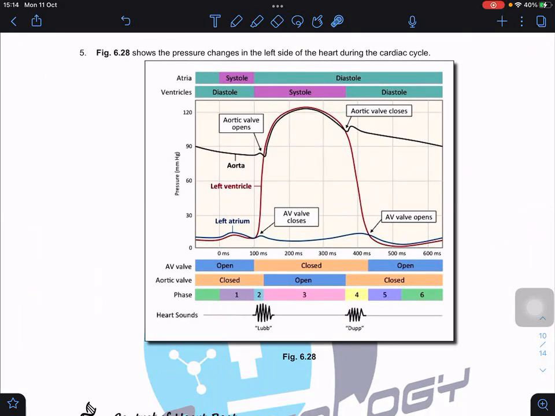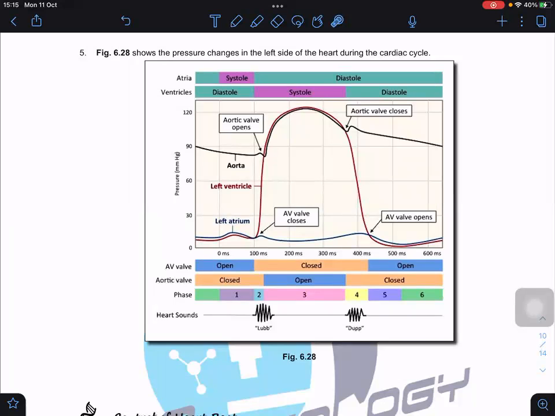Now, if you look at the left side of the heart first, our left atrium. During this period of time, can you see that? This period of time is atrial systole. When atrial systole, ventricle actually relaxes, diastole. So atrial systole, ventricle diastole. Therefore, you can see that there's an increase in the blood pressure in the left atrium, because of contraction of the atrium.